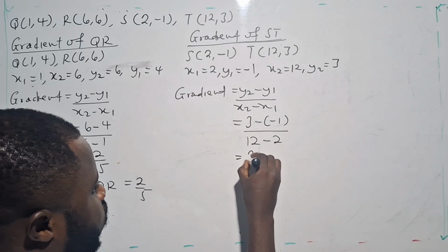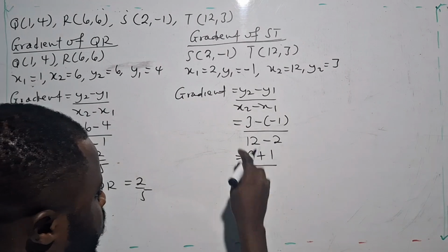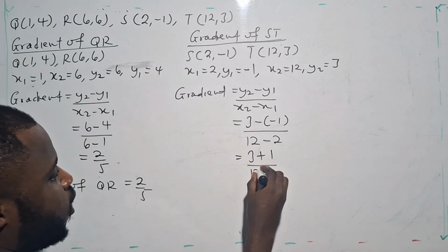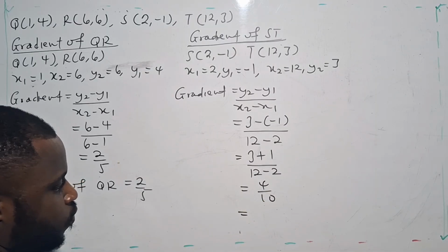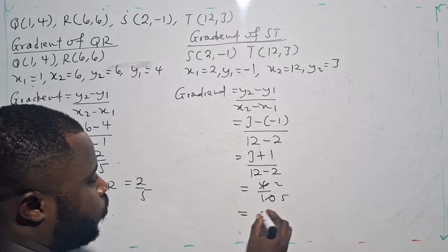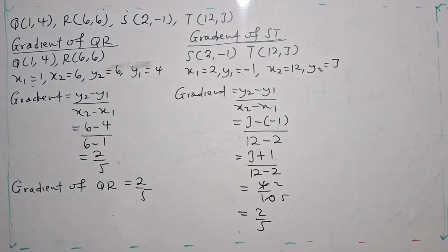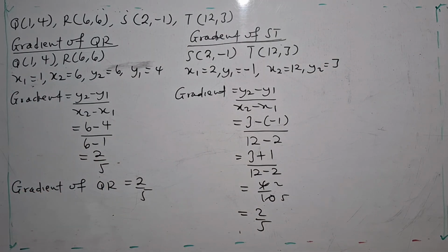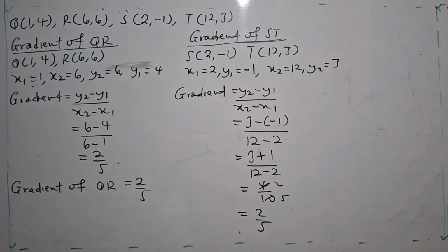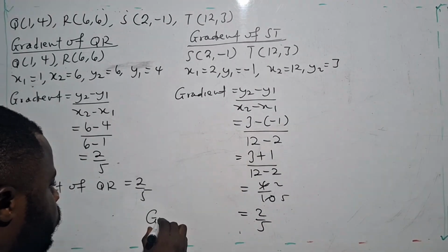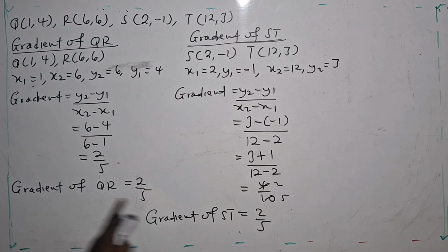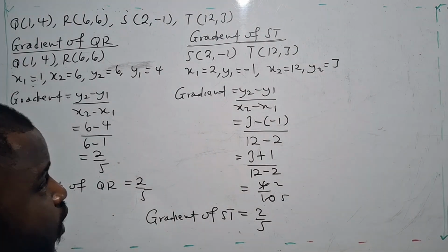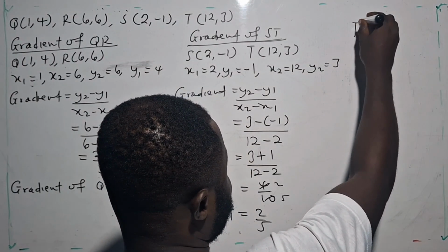Okay, so the top one gives me 3 plus 1. Then the down one will give me 10. Okay, let me repeat that one too because of the top one. So I'll get 4 on 10, for which when I simplify, 2 divided by 2, this one gives me 2 on 5. Yes, 2 on 5. I've gotten 2 on 5. So the gradient of ST has given me 2 on 5 as well. So their product.